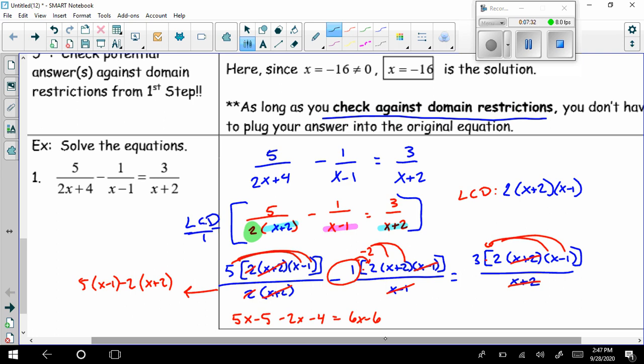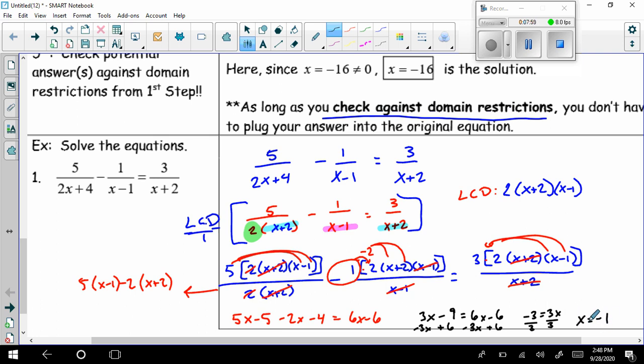From there, I'm going to do algebra and solve. So I combine like terms, and I get 3x minus 9 is equal to 6x minus 6. I'm going to subtract 3x and add 6. So that I get negative 3 is equal to 3x. And I can just solve quickly from there. So x equals negative 1.